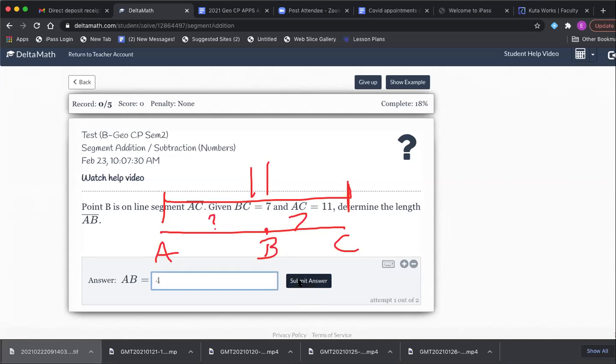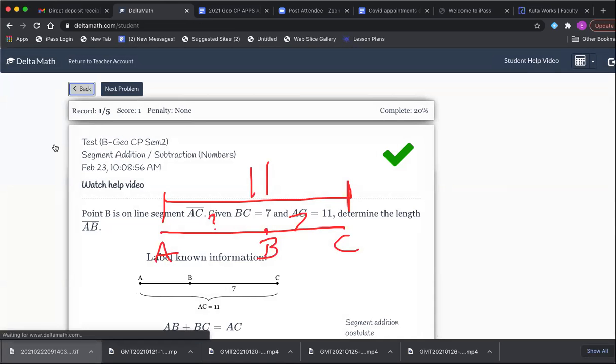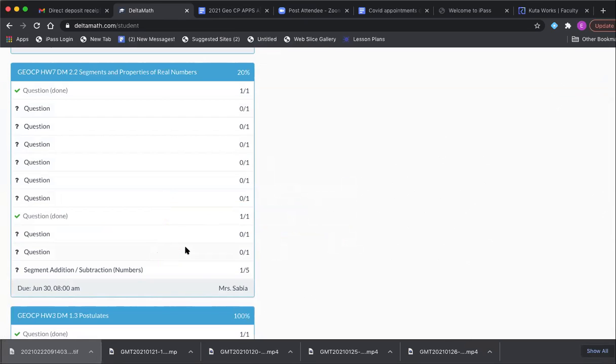Okay, so I think there's 5 of those that you have to do. But yeah, it should be pretty short. Let me erase this. Let me know if you have any troubles. But please, everybody, hop on over to Delta and get started on that if you haven't already.